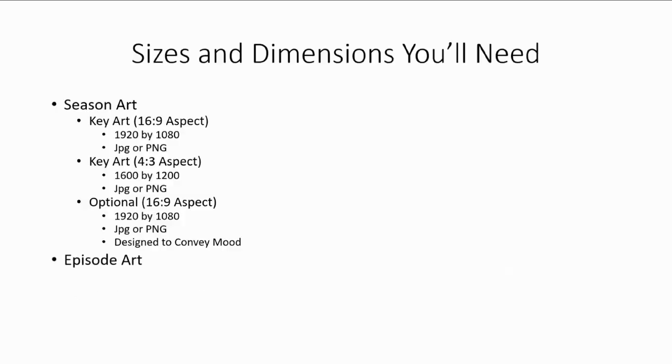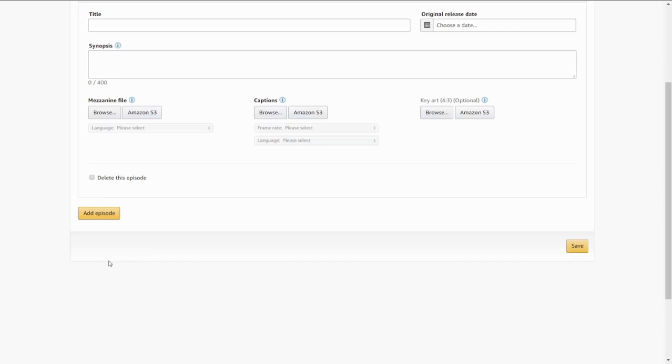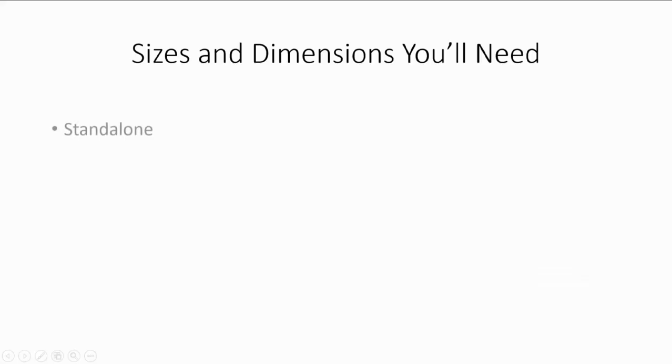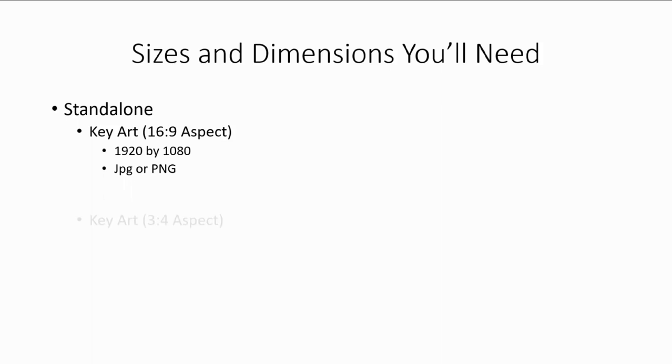Now, you can also include artwork for individual episodes. That episode will require a key art aspect ratio of 4:3. It'll need to be 1600 by 1200, and it'll be JPEG or PNG. And you'll see that request when you are uploading your individual episode video. Now for the standalone videos, the key art will have a 16 by 9 aspect ratio. It'll need to be 1920 by 1080, JPEG or PNG.